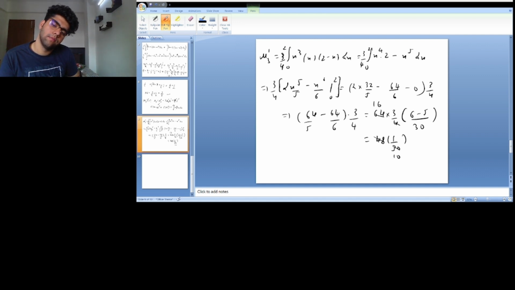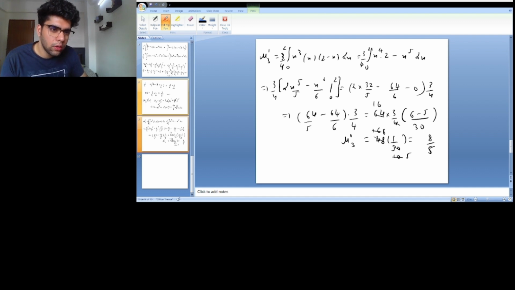Three tens are 16. 2 fives are 2 eights are 8 upon 5. 2 twos are 4, 2 fours are 24, 15, 3 fives, yes, 8 by 5. This is our third moment with respect to the origin.